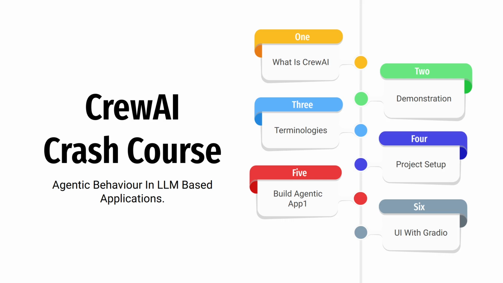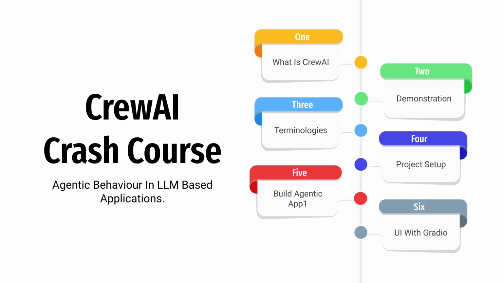So in today's video we are going to go ahead and begin a simple crash course on agentic behaviors in large language model applications. So you're going to be doing this using a framework called CrewAI. CrewAI is a framework that is used to build agents. You can build multiple agents, and these agents can cooperate with each other to do a variety of different things.